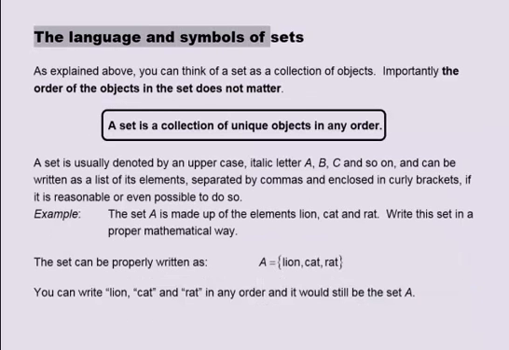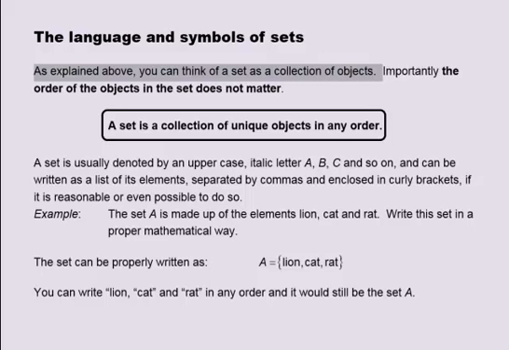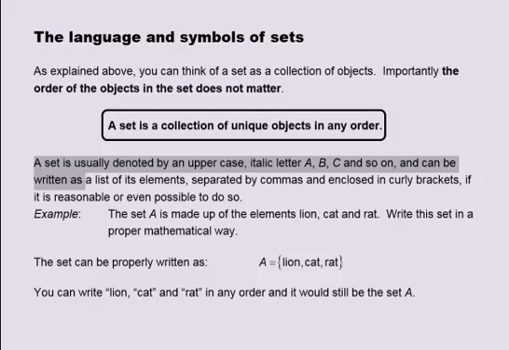The language and symbols of sets. As explained above, you can think of a set as a collection of objects. Importantly, the order of the objects in the set does not matter. A set is a collection of unique objects in any order. A set is usually denoted by an uppercase italic letter, A, B, C, and so on, and can be written as a list of its elements, separated by commas and enclosed in curly brackets, if it is reasonable or even possible to do so.